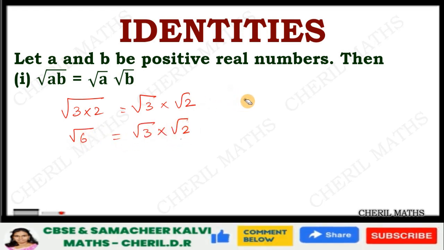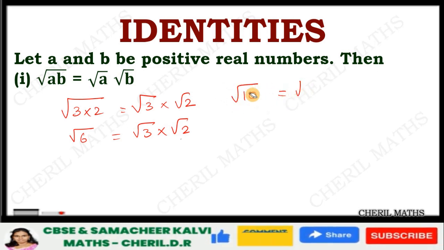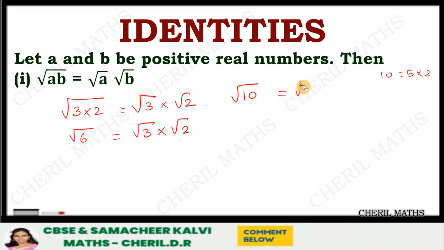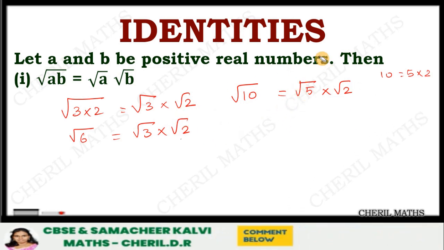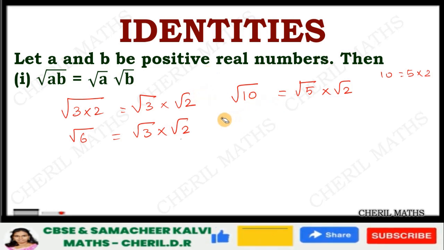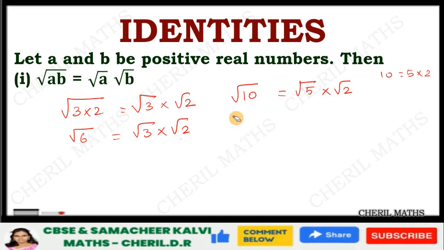Similarly, if you want to find the square root of 10, we know that 10 will be 5 into 2. So when you want to split the square root, it can be square root of 5 into square root of 2. Children, please be very careful with all this, because when you do the upcoming questions you will have to apply all these. Not only for this lesson, it is very basic for your future applications relating to square roots. So you will have to be very careful.